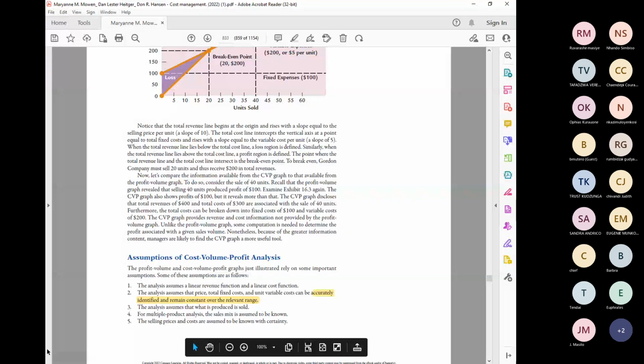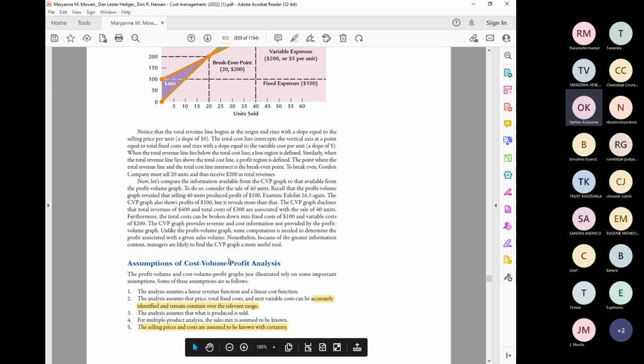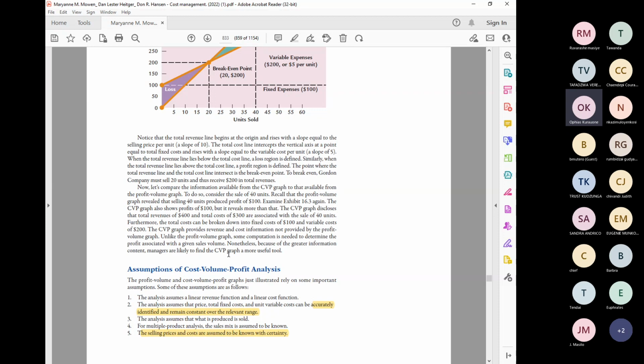That is JIT. For multiple product analysis, the sales mix is assumed to be known. So for multiple products, if you are producing many products, the sales mix should be known. The selling prices and costs are assumed to be known with certainty. To understand the selling price and costs, then you can come up with what? Cost volume. Volume means you are pushing volumes to cover up for the costs. If the volumes are low, it becomes a burden to the company, because those costs are going to be covered by lower volumes of goods and services.